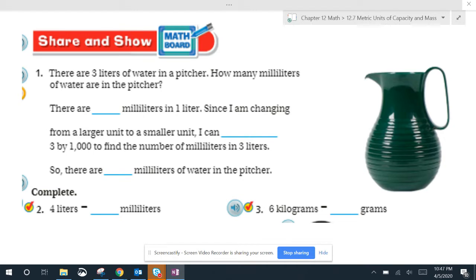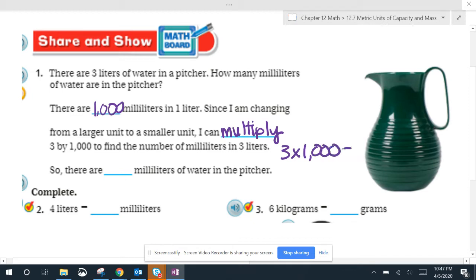There are 3 liters of water in a pitcher. How many milliliters are in the pitcher? Well, I know there are 1,000 milliliters in 1 liter. So I am changing from my larger unit to a smaller unit, so I can multiply 3 by 1,000 to get the number of milliliters in the pitcher. So I'm going to do 3 times 1,000. And that equals 3,000.